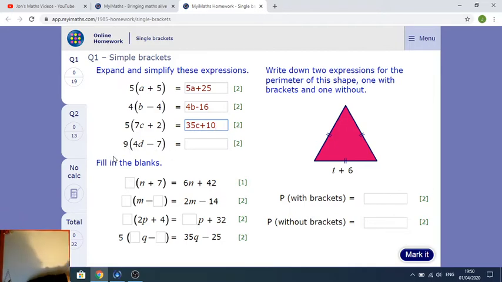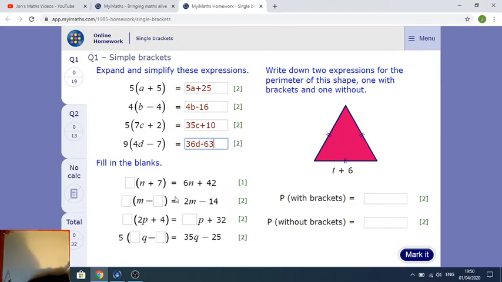Next one, 9 times brackets 4d minus 7. So that's 9 times everything in the brackets. 9 times 4d makes 36d, and then 9 times minus 7 makes minus 63.